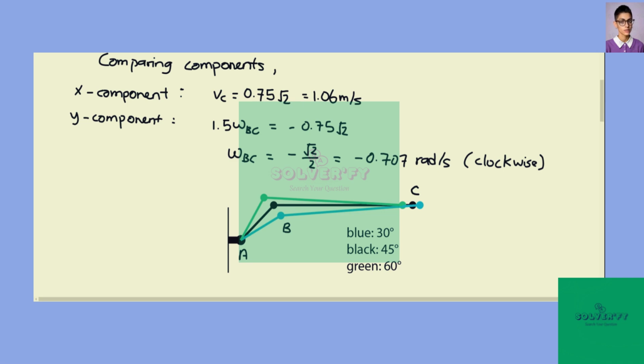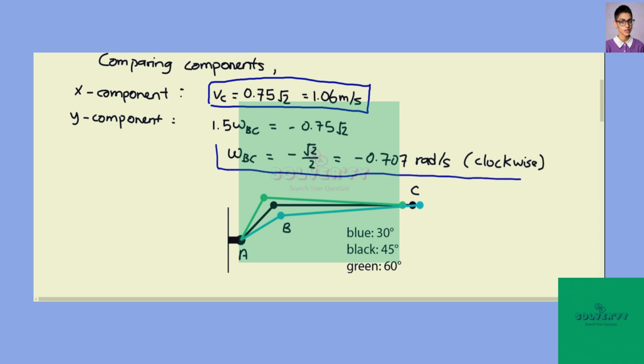Just to recap the answers: VC is 1.06 meters per second to the left, and omega BC is minus 0.707 radians per second. So it's rotating clockwise, meaning BC is rotating like this, with magnitude 0.707. That's all.